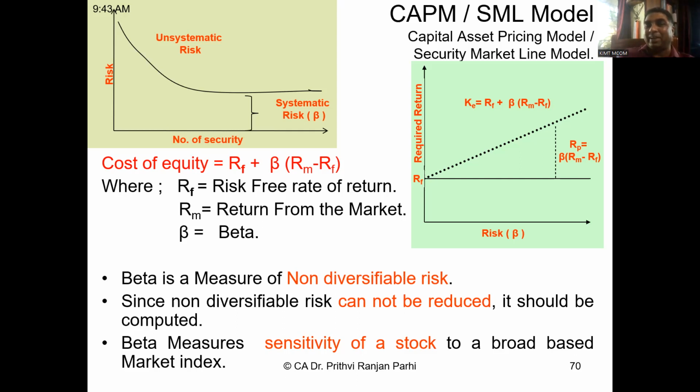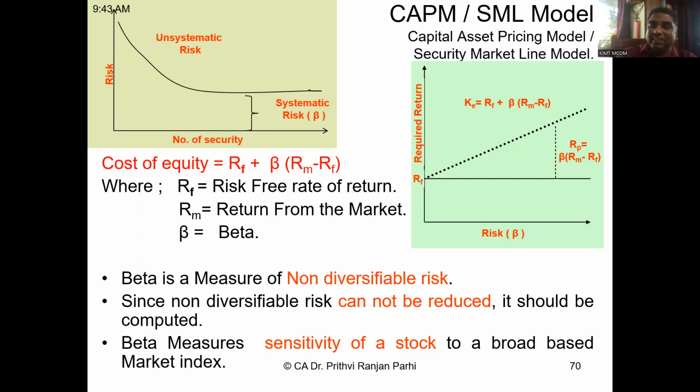It is overreactive to the market. Market is going up by 10%, but this is going up by 20%. So beta factor is 2, sensitivity factor is 2. But if market is going up by 10%, it is going up by 5%. That means what? Beta factor is 0.5. This is less reactive or less sensitive to the market. So this sensitivity factor is measured by using the concept beta.